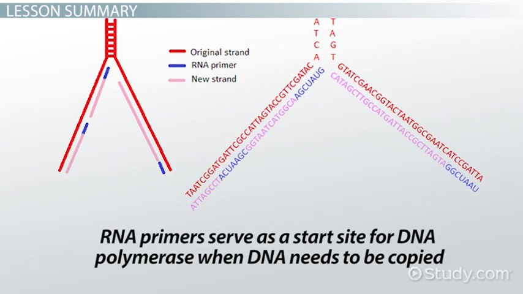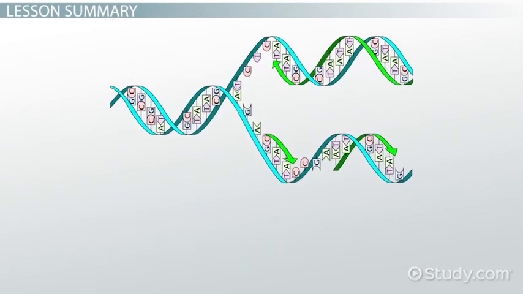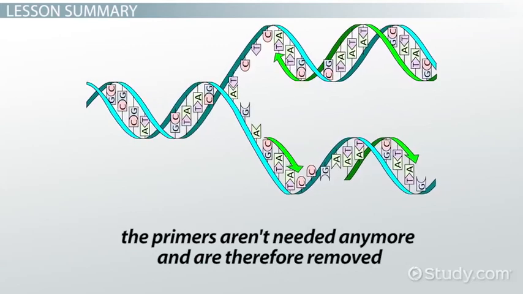In short, RNA primers serve as a start site for DNA polymerase when DNA needs to be copied. Once the DNA has been copied, the primers aren't needed anymore and are therefore removed.